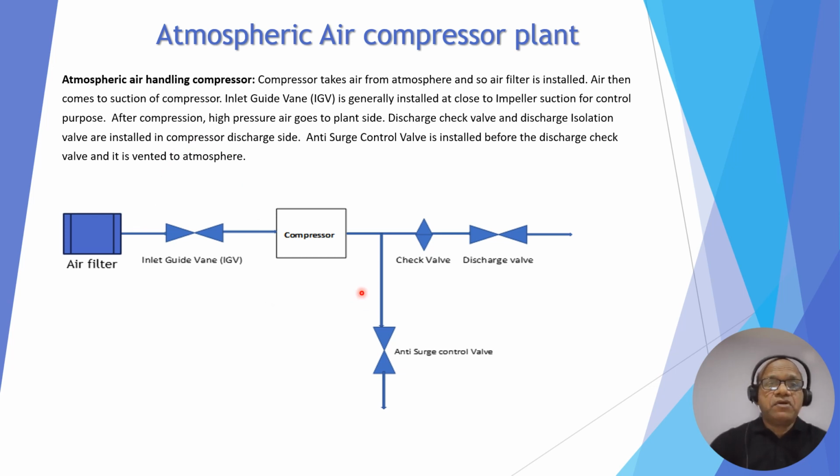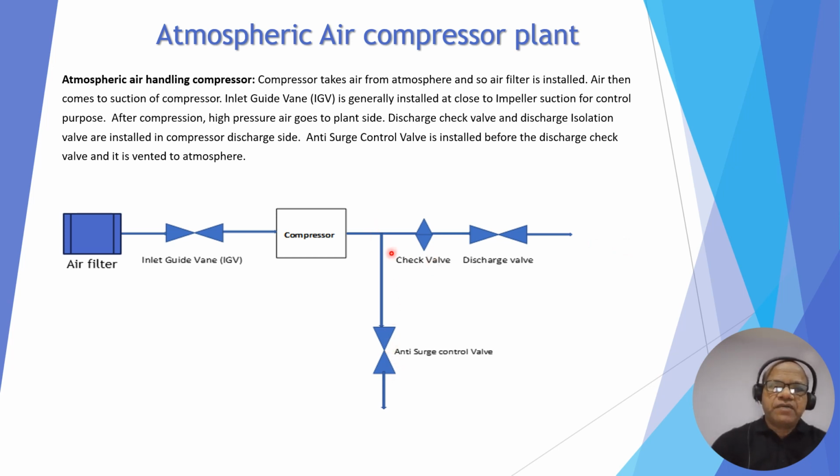This is the arrangement for an atmospheric air handling compressor. That means this is the atmosphere. Air is taken from the open atmosphere, and so an air filter is required to clean the air. So clean air should come inside the compressor. Before that, an inlet guide vane is installed, which is closer to the compressor, and then it goes to the check valve. It is nothing but a valve which will allow gas in only one direction. It will not allow flow backwards, and then finally the discharge check valve and then it goes to the plant process.